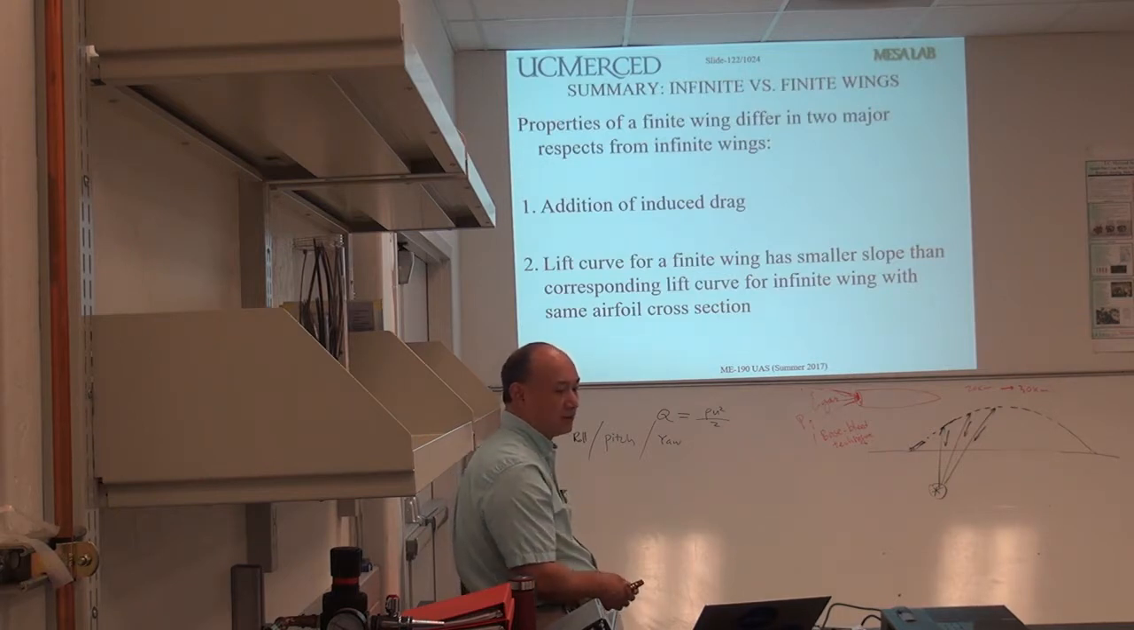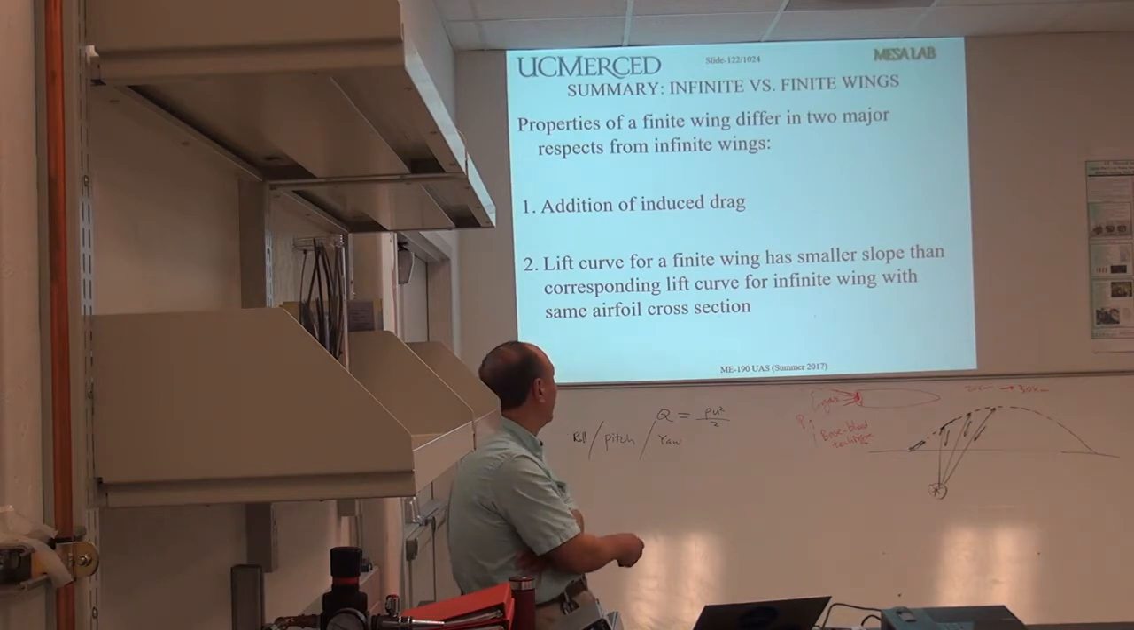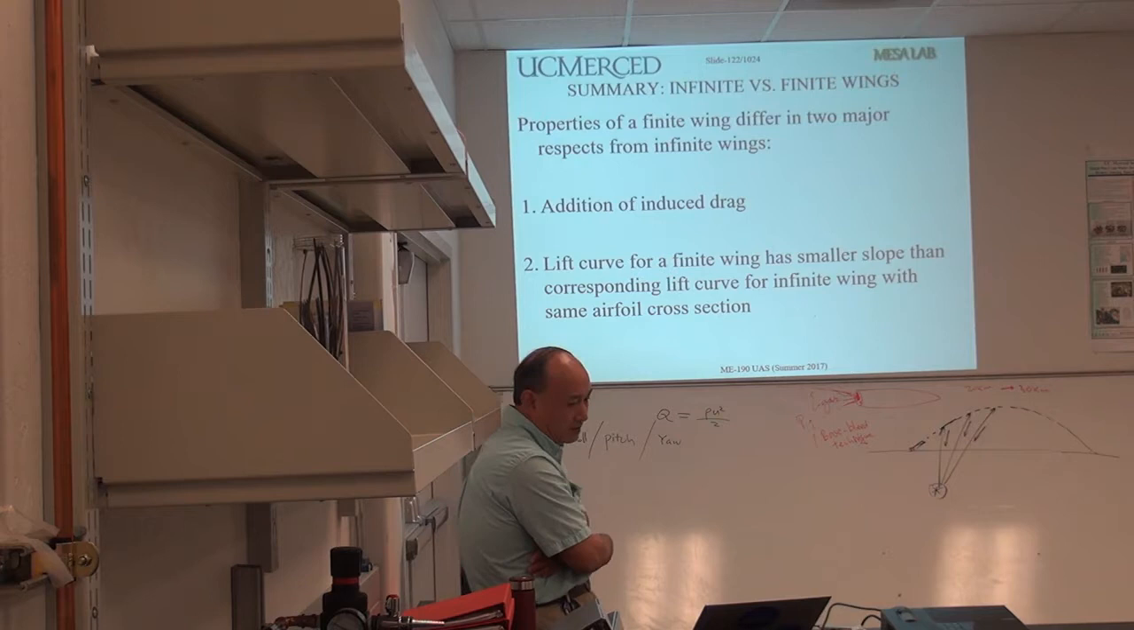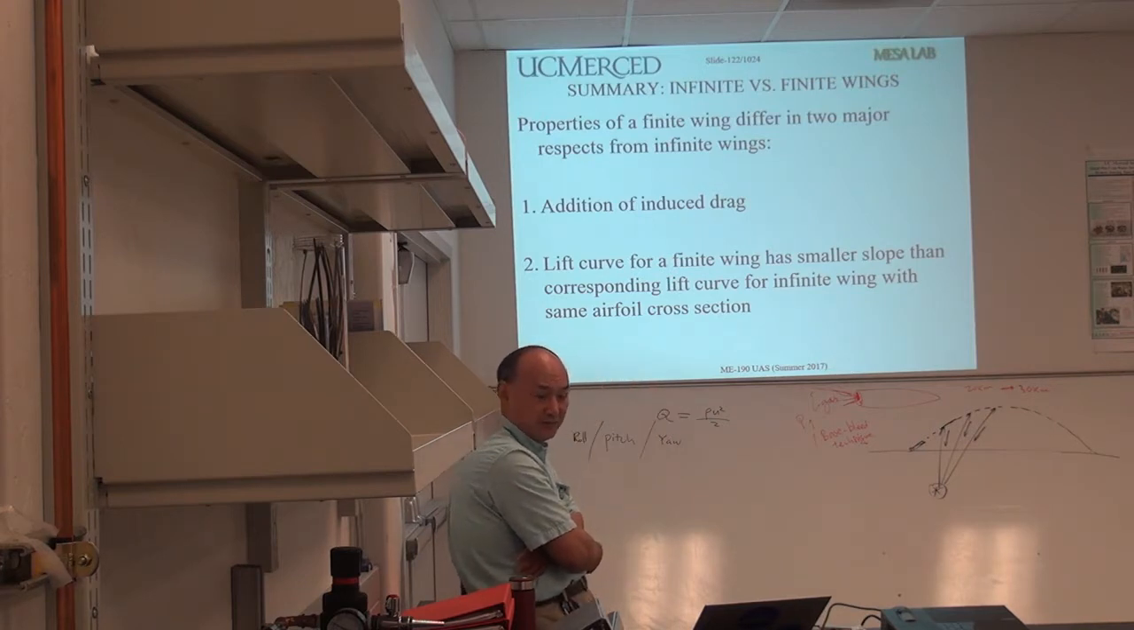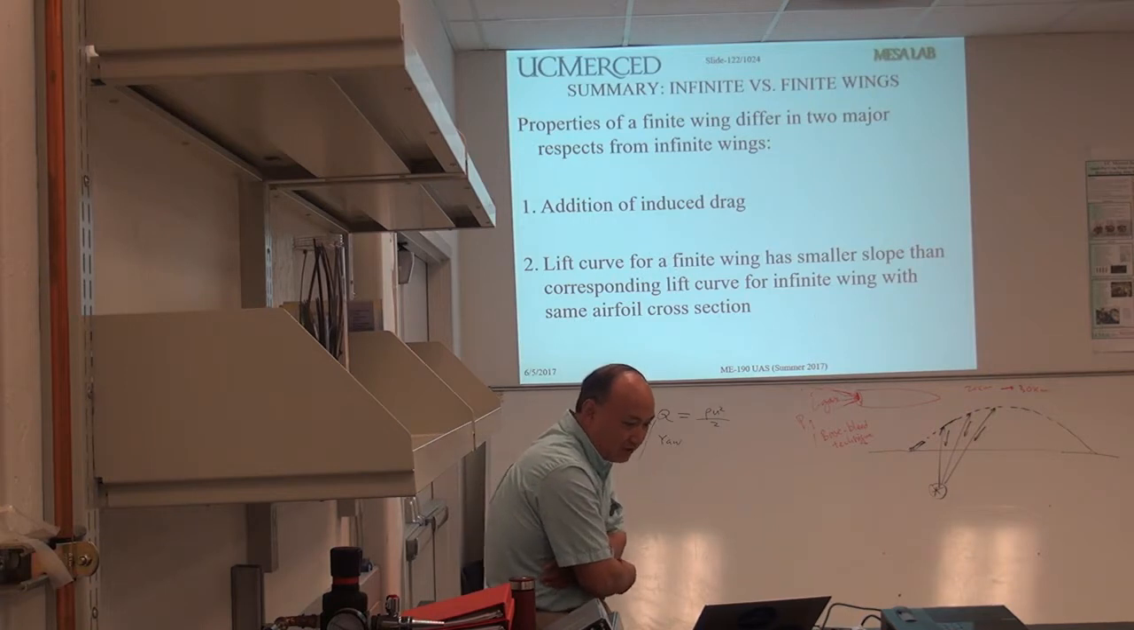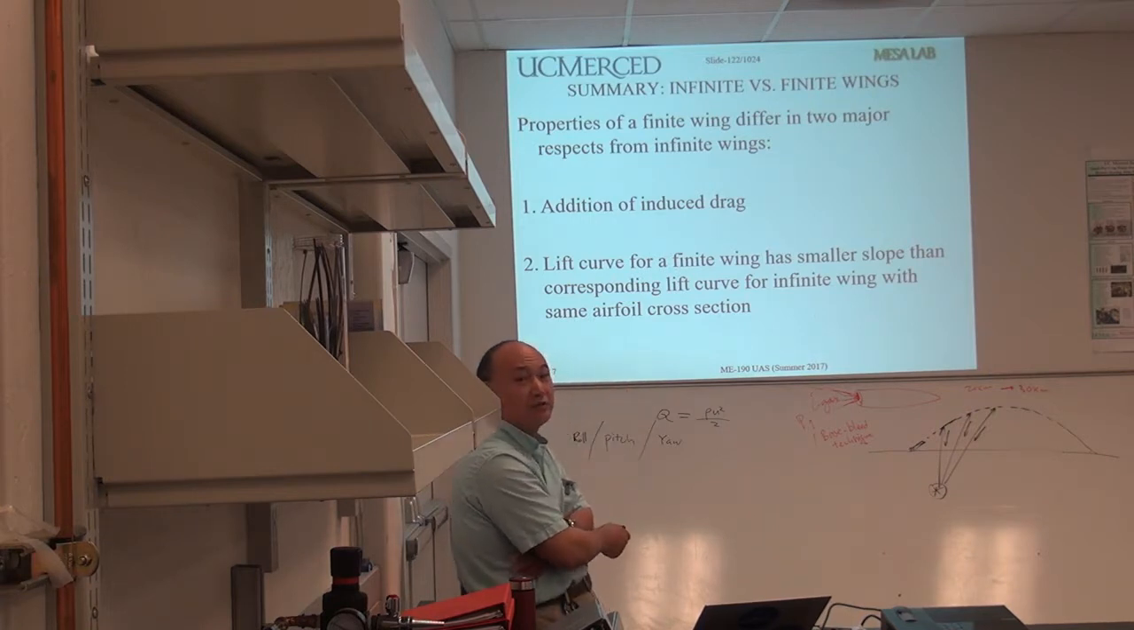In aerodynamics, we discuss the infinite wing first, then the finite wing. The finite wing differs in two major aspects from the infinite wing. First, you have additional induced drag due to lift. The second is that the lift curve for a finite wing has a smaller slope.